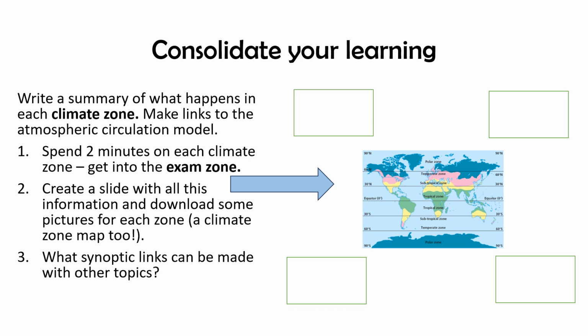Once you've done that, you've got your 4 different climate zones, and you've made those links. Create a slide with all of this information and download some pictures for each zone. You can have a climate zone map too, just to make your notes look interesting. You can make a PowerPoint slide of your own. Remember, this just helps you revise, and you can present it to your fellow students as well. So what synoptic links can be made with other subjects?